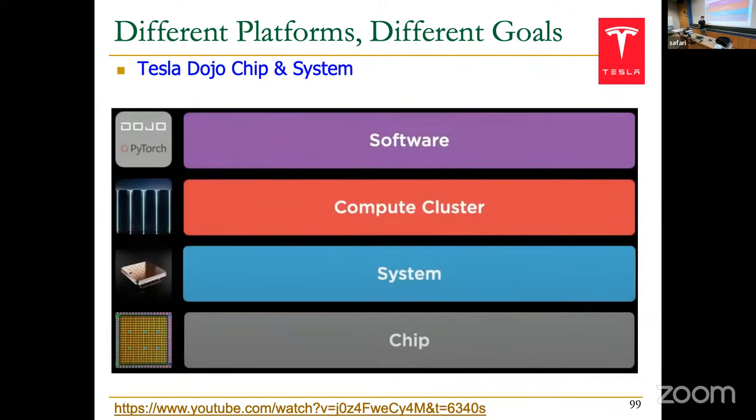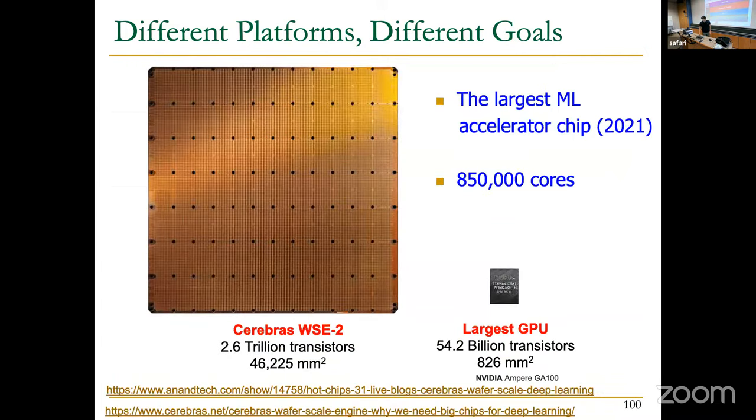If you want to have an efficient system for a specific purpose, in this case, training neural networks, you better have the entire stack as much specialized as possible. Another interesting platform for machine learning is this Cerebras wafer scale engine. It's interesting for many reasons, but one of them is that it's the largest accelerator for machine learning. It's an entire wafer, it's about this size.